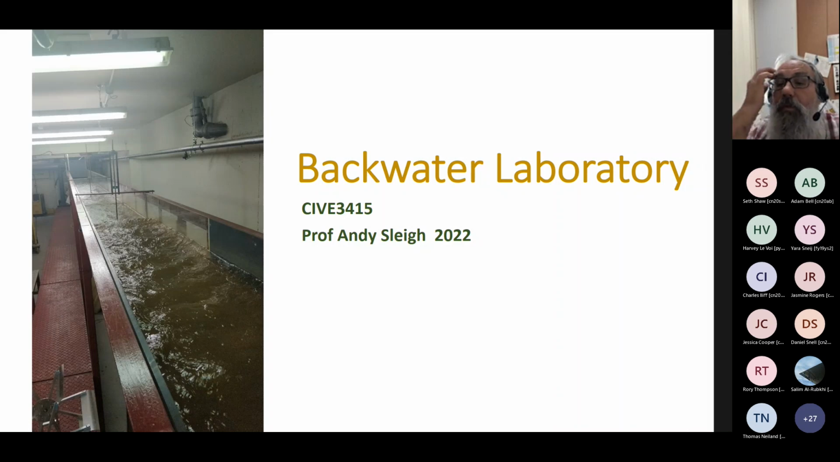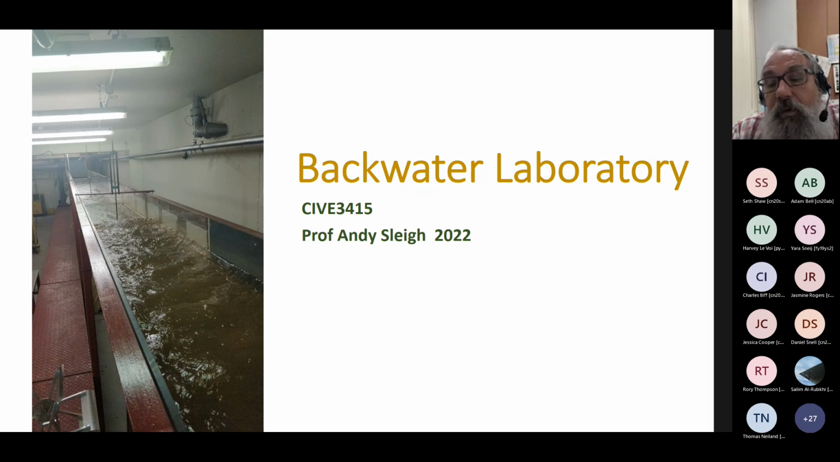I've just seen a question as I'm setting up: how can we get gradually varied flow in a 16-meter channel when we've been told it happens over 100 to 1,000 meters? You can get gradually varied flow in any arrangement depending on the scale. In a river, I probably should have qualified that, you're looking at distances of 100 to 1,000 meters. But you can get gradually varied flow over a much shorter distance if you've got a much lower flow, which you've got in this particular channel.